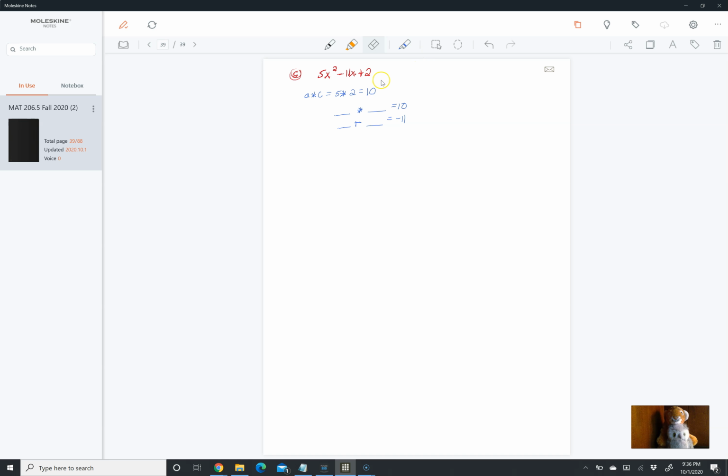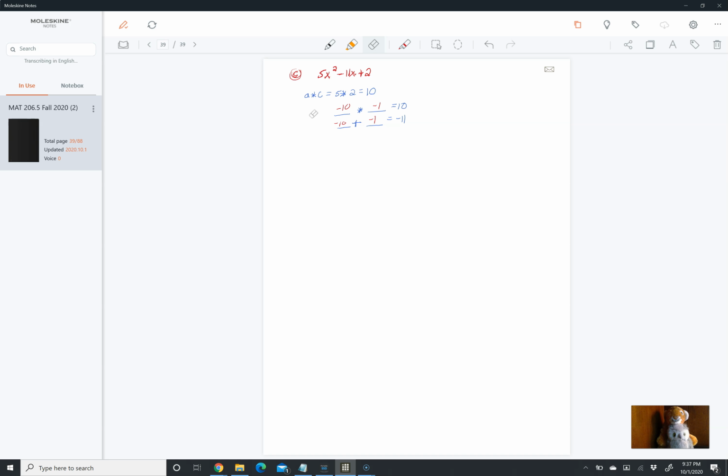Okay, so what are those two numbers? We do have two numbers, so this is factorable. 10 and 1 are factors, and they will add up to -11 as long as they are both negative, and that's okay. -10 times -1 gives us a positive 10. Okay, so what do we do from there?